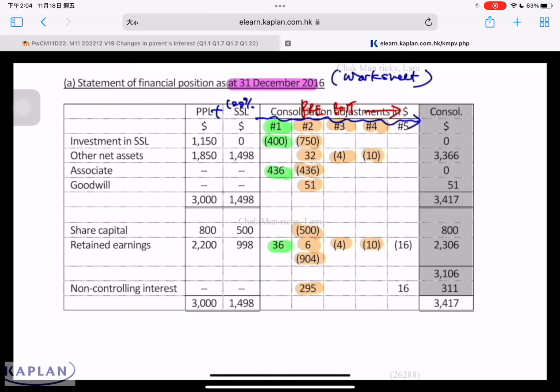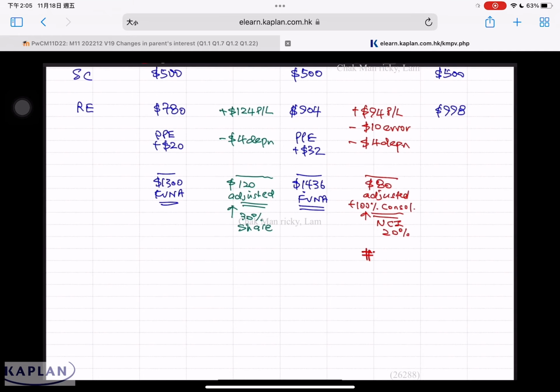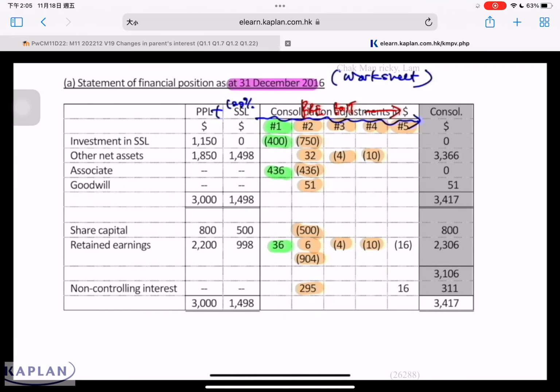Whenever we talk about NCI, we have to go back to the working. Minus the $10 error. Well, this is the instruction given to us. We add them up, 94 minus 10 minus 4. The adjusted profit for the year is equal to 80. Adjusted. It's consolidated 100%. After that, let NCI share 20%. Entry number 5. Debit profit or loss. Credit the NCI. NCI shares 20% of the 80, $16. You just simply need to take out 16 from profit and loss. Transfer to NCI. NCI equals pre plus post share.